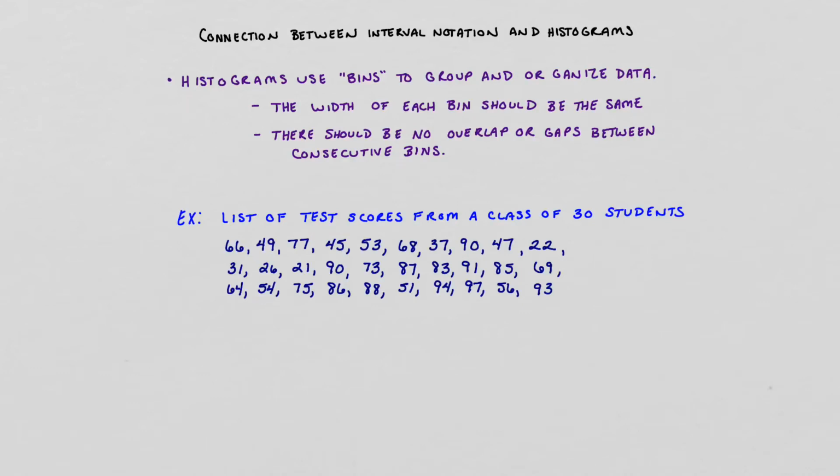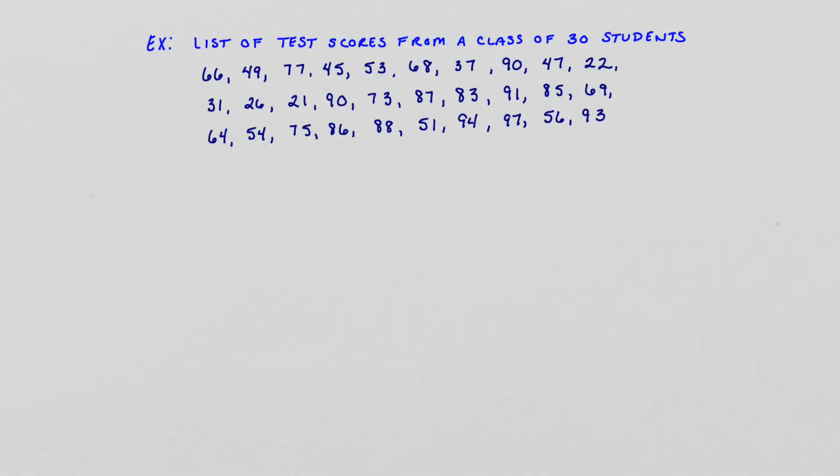We want to keep everything nice and clean and separate. So in this example, we're provided the test scores of 30 students, and our goal here is to take this information and create a histogram from it. In order to do that, we need to create some bins.